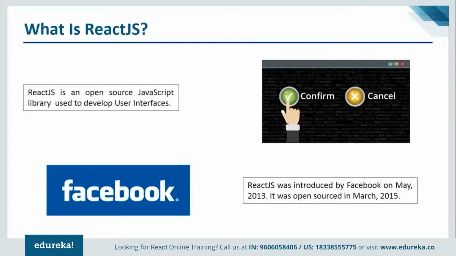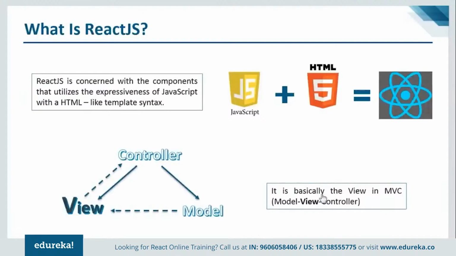As I have already told you, ReactJS is an open source JavaScript front-end library that is used to develop interactive UIs. Though Facebook was using it since 2011, it was introduced to the rest of the world in May 2013, and later in March 2015 it was open sourced. Moreover, ReactJS is concerned with components that utilize the expressiveness of JavaScript along with HTML-like template syntax. That is, it combines the features of JavaScript and HTML and provides us a dynamic language. It is basically the view in MVC, that is, the model view controller. It is not concerned with anything except the view, that is, it handles the representation of our web page at any point of time.